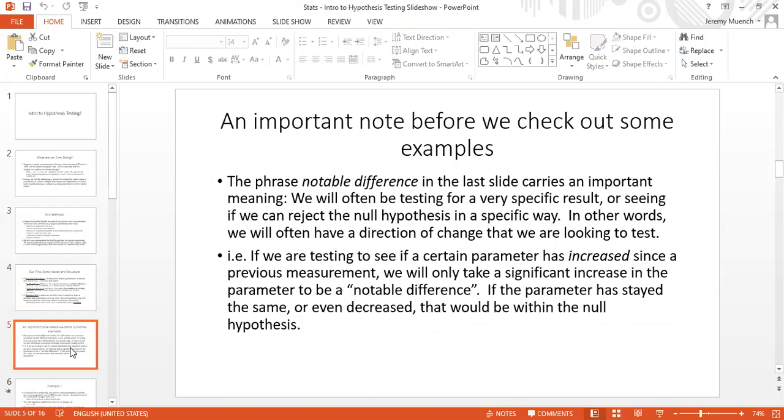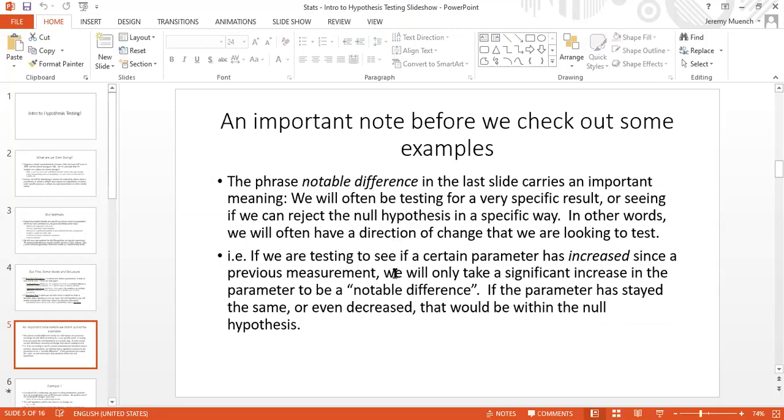So, here's an important note that I've already talked a little bit about, this idea of a notable difference. We're going to be looking to test things in very specific ways. And the coming slides are going to show that. And that's the purpose of today's class.